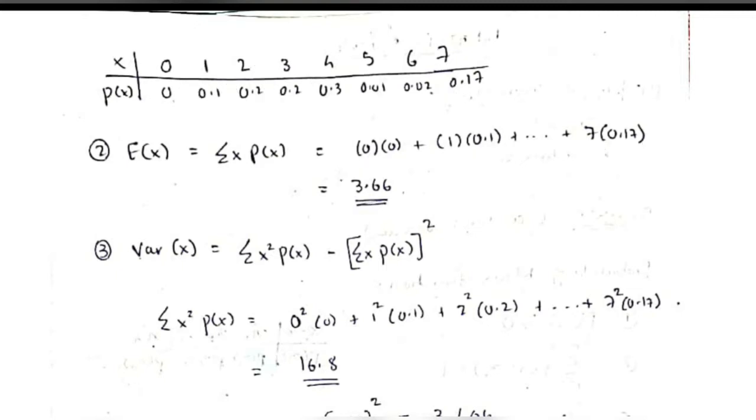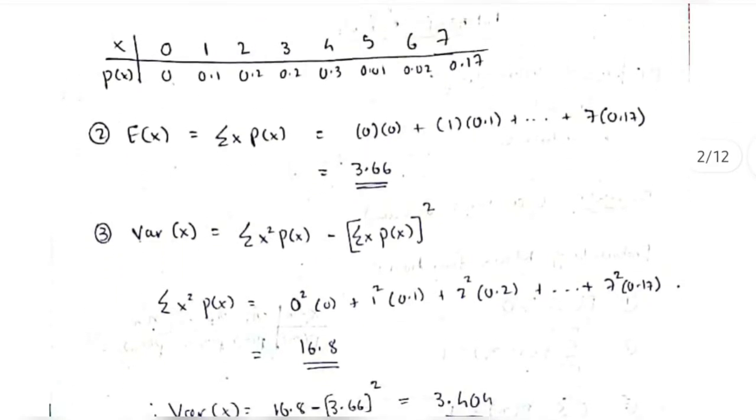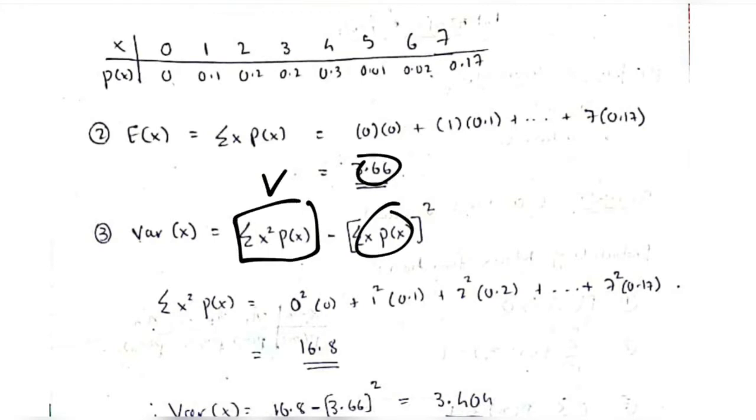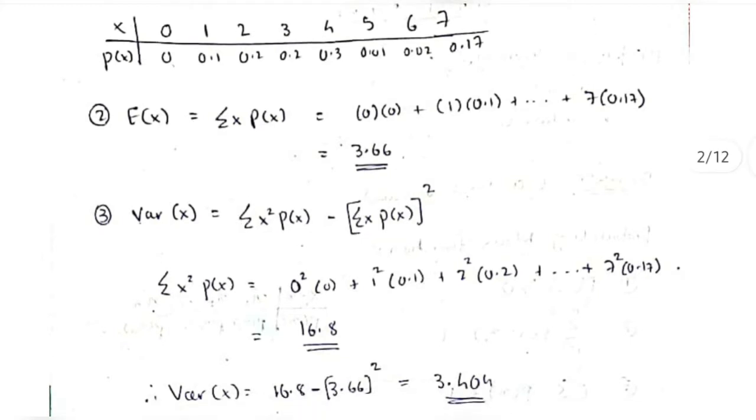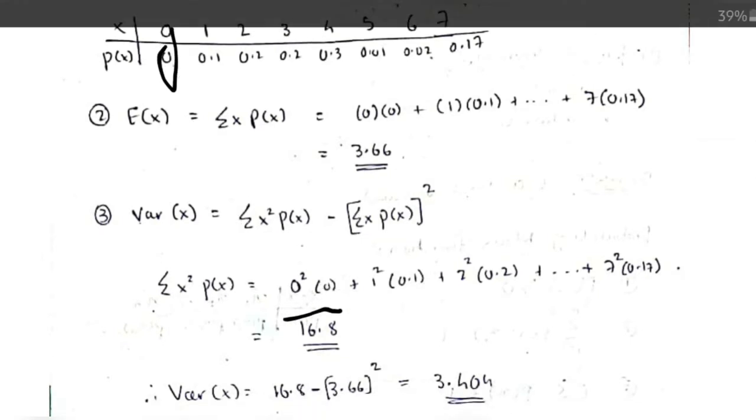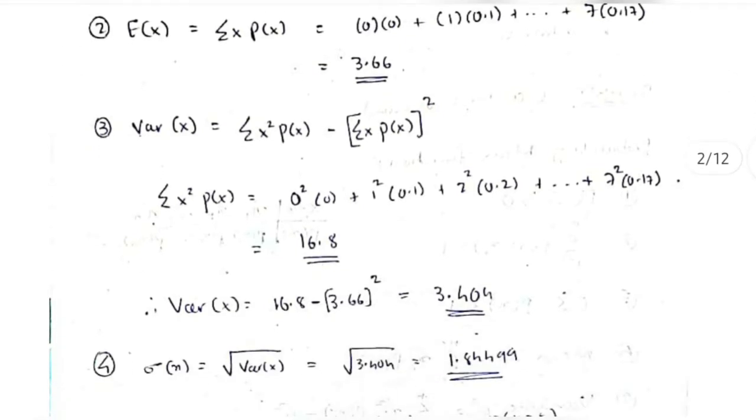Okay, in the same way, how to find the variance? X square into p of x. Okay, first we have to find out this term, then subtract with mean square. Mean is this one. Okay, first we'll find out this term. How to find out that? That will be 0 square into 0. Okay, and 1 square into 0.1, 2 square into 0.2, like that till 7 square into 0.17. Add all of those terms, you'll get the answer here. Subtract that answer with the mean square. Okay, that will give us the variance.